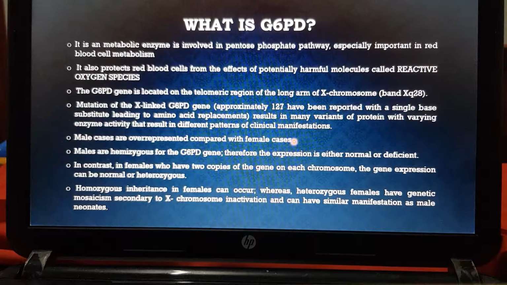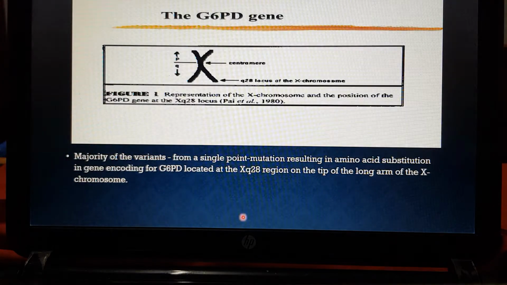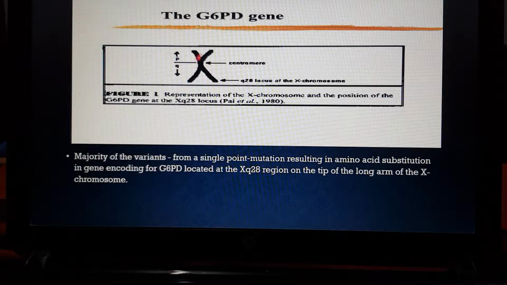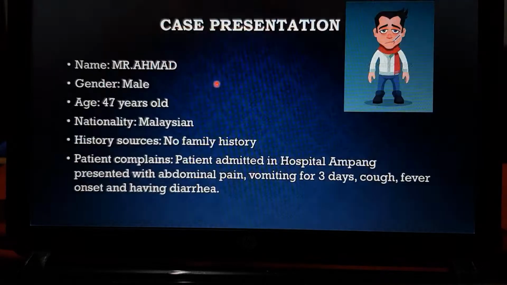As I told you, male cases are overrepresented compared with female cases. Males are hemizygous for the G6PD gene, therefore the expression is either normal or deficient. In contrast, females have two copies of the gene, one on each chromosome, so the gene expression can be normal, deficient or heterozygous. Homozygous inheritance can occur in females, whereas heterozygous females have genetic mosaicism secondary to X chromosome inactivation and can have manifestations similar to male neonates. This is the G6PD gene, which shows a single point mutation resulting in an amino acid substitution in the gene encoding G6PD, located in the Xq28 region at the tip of the long arm of the X chromosome.